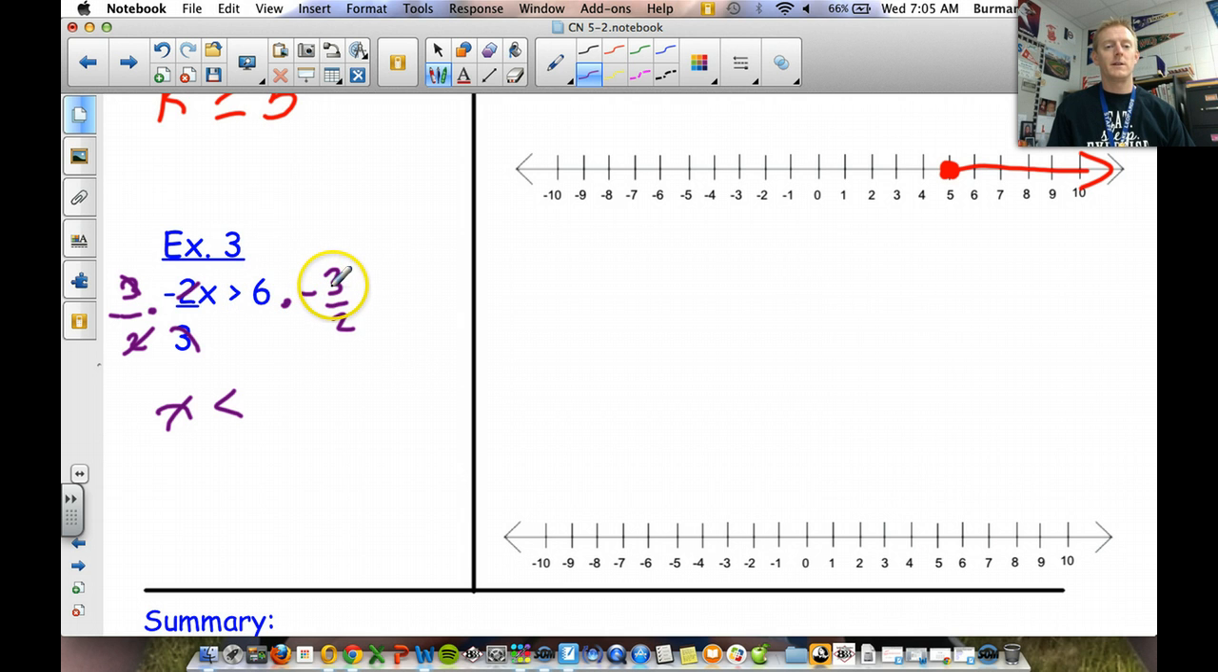6 times 3 is 18. 18 divided by 2 is a negative 9. So x is less than negative 9. So we have an open circle, x is less than it, shades to the left.